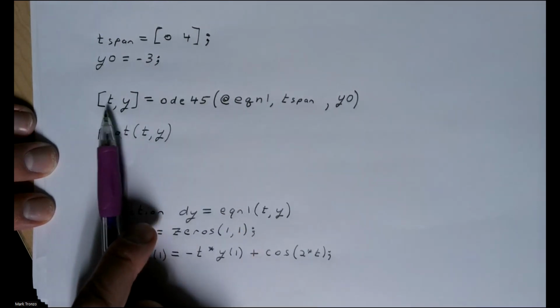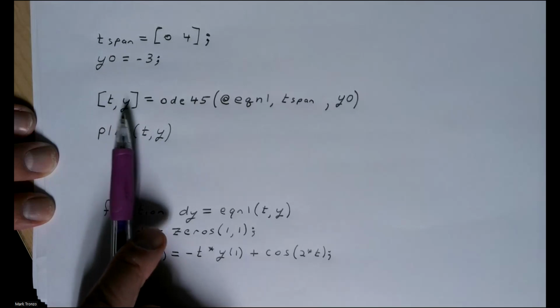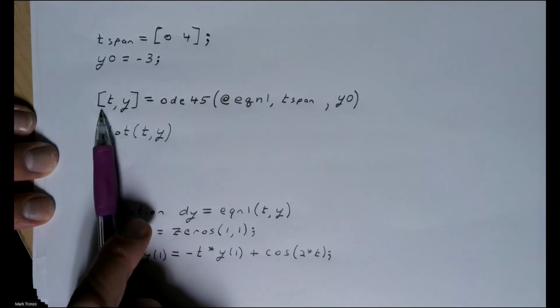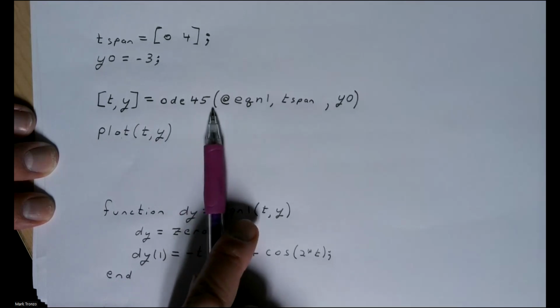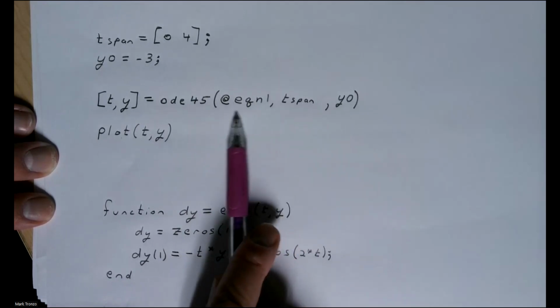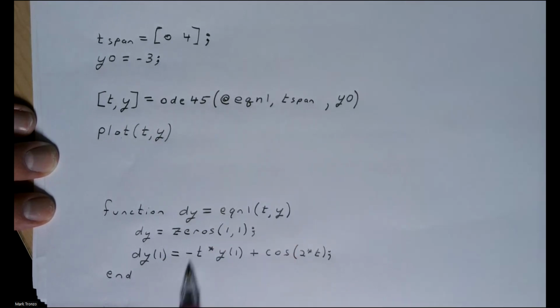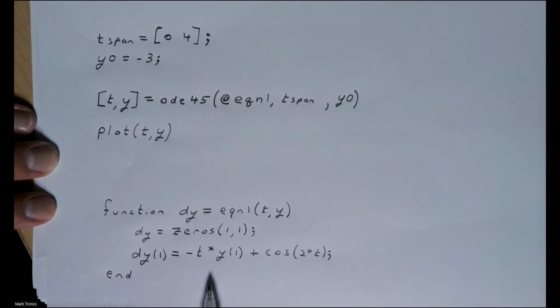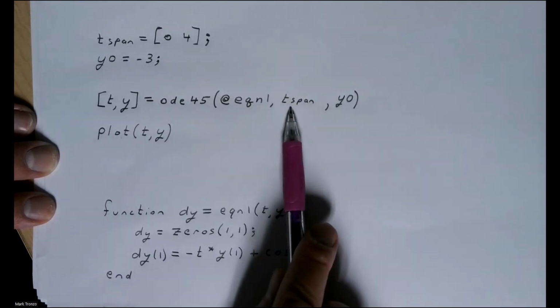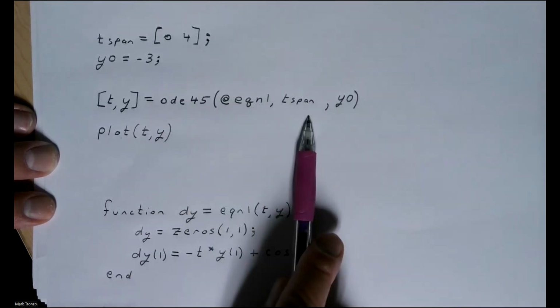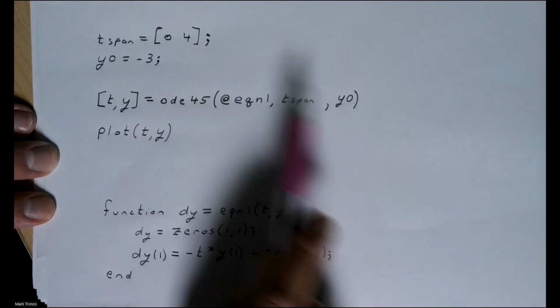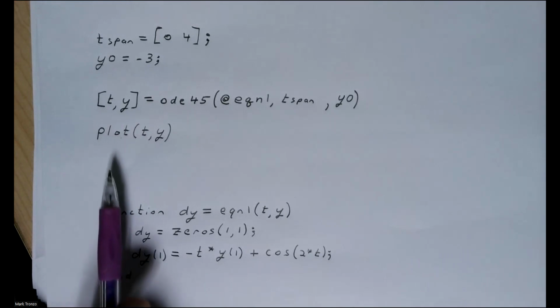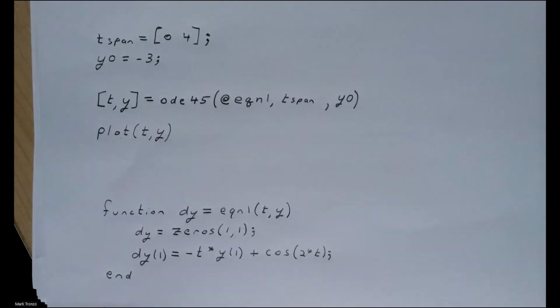And again, on the left-hand side, you have to put the independent variable and the dependent variable in this order, in square brackets. We call this solver ODE45. And again, what do we want to solve? We want to solve this equation 1, which is defined down here. So when it sees this, it'll go looking for this function to solve this equation. It's going to solve it over this span 0 to 4, with this initial condition, and then it's going to plot the solution. So let's go ahead and do that in MATLAB.